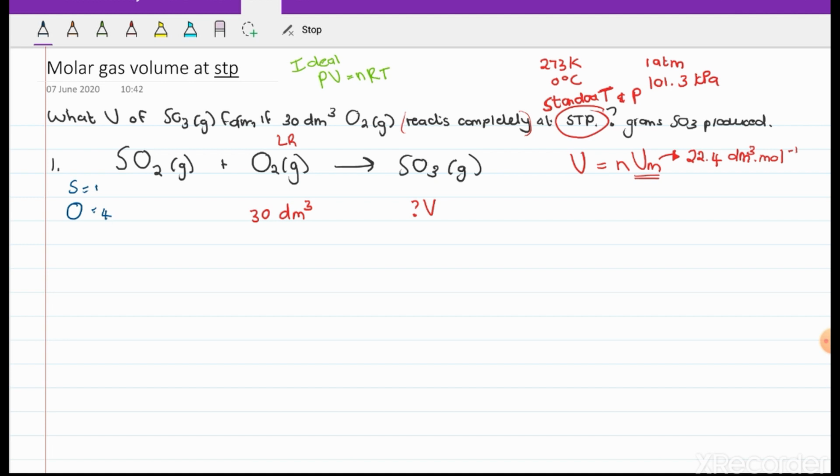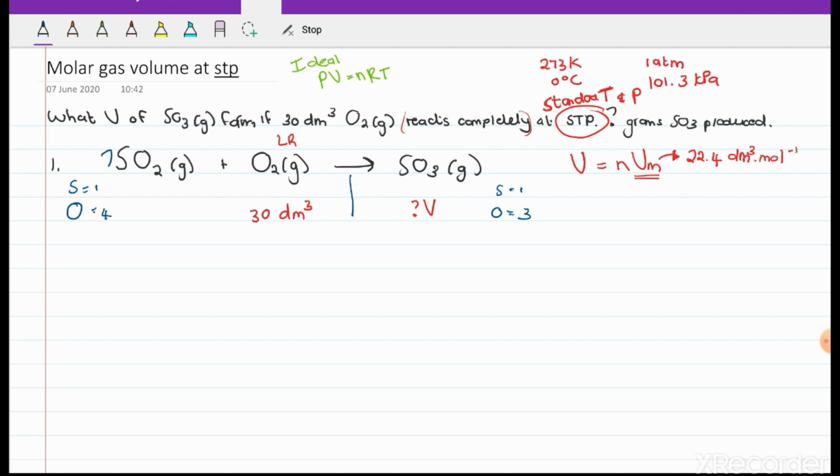And 4 oxygens on that side. I've got 1 sulfur on this side, and I've got 3 oxygens on this side. So we need to do something in order to balance our equation, because at this stage you can see this side and this side is definitely not balanced. So you can change something on the one side and see how it alters the other side.